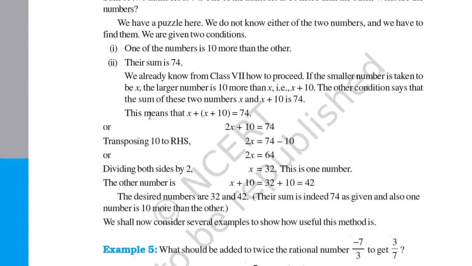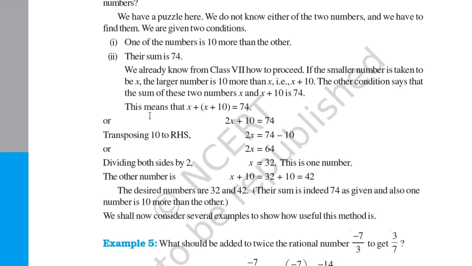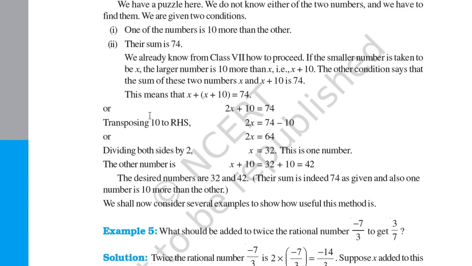If the smaller number is taken to be x, the larger number is 10 more than x, so that will become x plus 10. The other condition says that the sum of these two numbers is 74. So you can see here x plus x plus 10 is equal to 74. These two x will get added, so you will get 2x plus 10 is equal to 74. We are transposing 10 to the RHS, so you will get 64 there. So 2x is equal to 64. Then you divide both sides by 2, so you will get x is equal to 32.